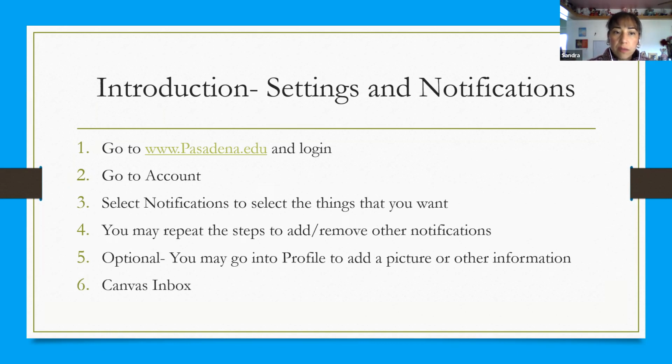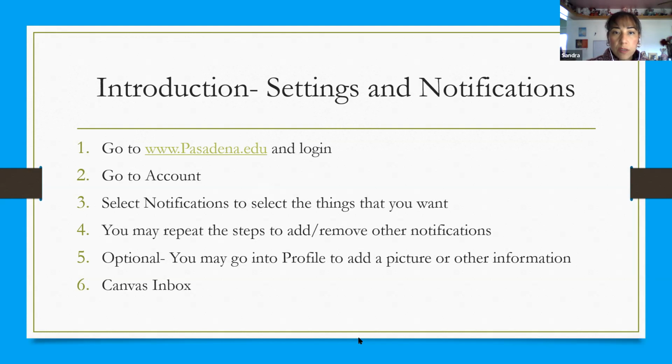Go to www.pasadena.edu and log in. Going to account, we're going to select notifications to select the things that you want. Step 4, you may repeat the steps to add or remove other notifications that you want or don't want. Step 5, optional, you may go into your profile to add a picture or other information, and then I will teach you how to send me an email through Canvas inbox. Let me go ahead and get started with that.